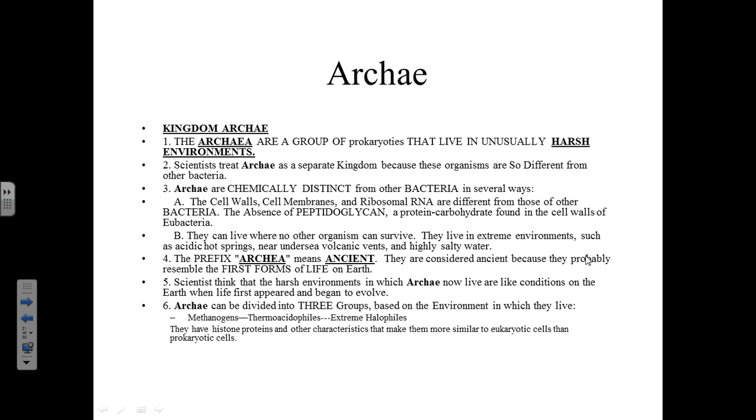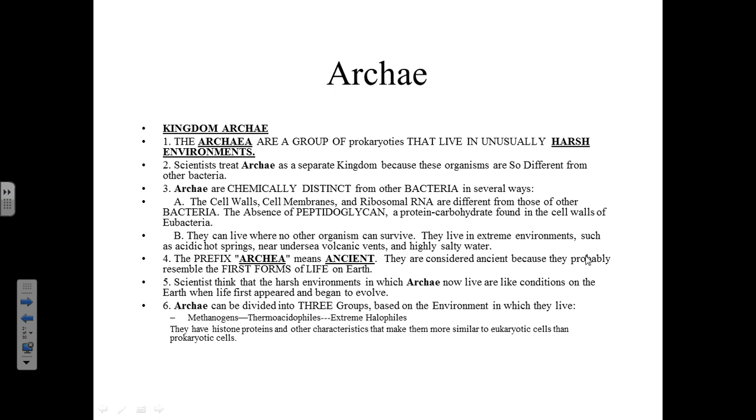All right, and then the other group that we need to mention briefly here, archaea. Now that word means what? Archaea. Really old, ancient. And a lot of scientists at first thought these things might be very similar to the first living things. There's some debate about that now.